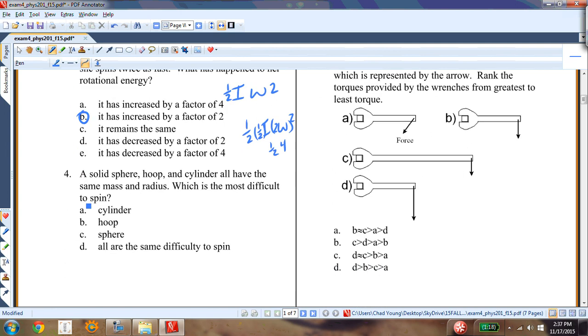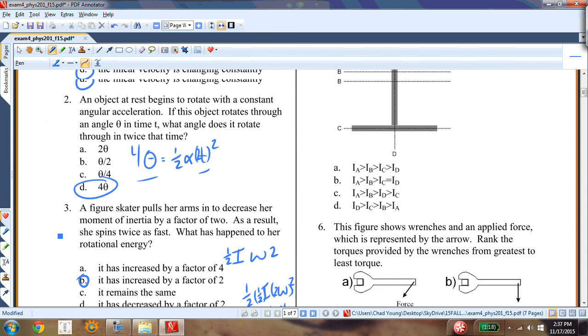Solid sphere, hoop, and cylinder all the same mass and radius. Which is the most difficult to spin? Well, a solid sphere, let's see, I think it's 2/5 mr squared. You can look on your equation sheet, just make sure. Hoop is mr squared, so notice no fraction here as a coefficient, and the cylinder is 1/2 mr squared. So the hoop has the bigger moment of inertia, so it's the hardest to spin.